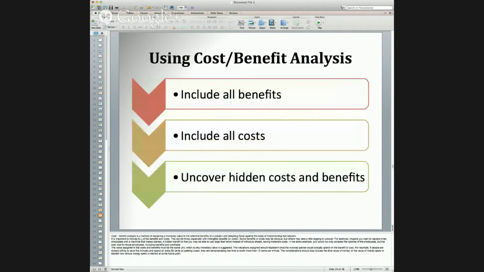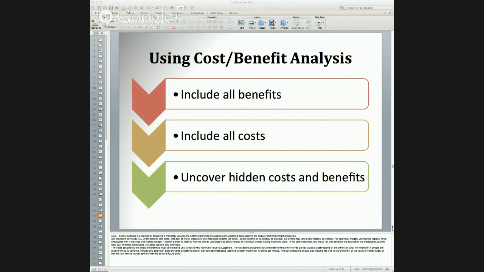Using cost-benefit analysis. Cost-benefit analysis is a method of assigning a monetary value to the potential benefits of a solution and weighing those against the costs of implementing that solution. It is important to include all of the benefits and costs. This can be tricky, especially with intangible benefits or costs. Some benefits or costs may be obvious, but others may take a little digging to uncover.